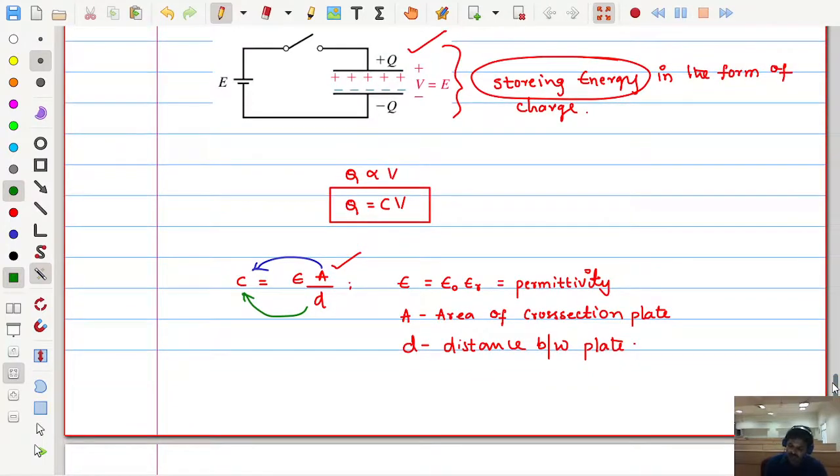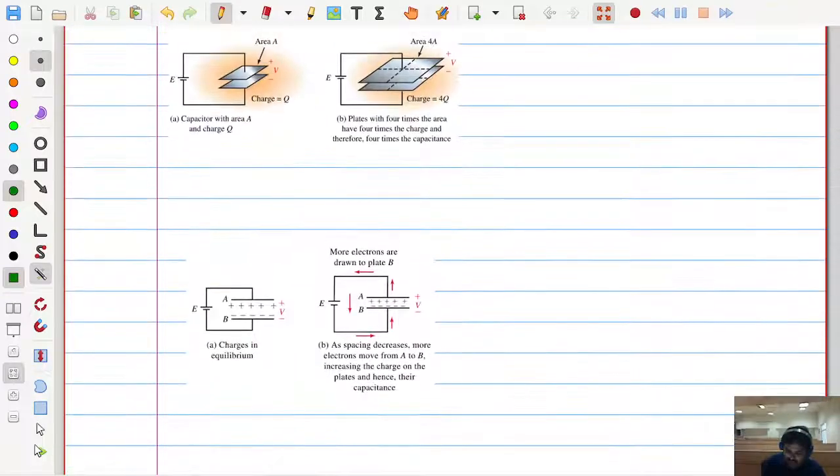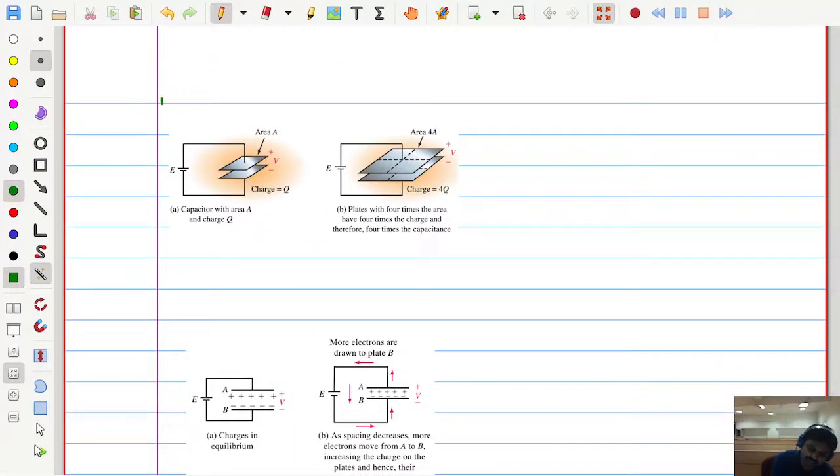Apart from that, if I increase the dielectric medium between these two capacitor plates, a dielectric medium which has this parameter, permittivity, if that is increased, then obviously capacitance is going to increase. So I have put up these 3 points over here. First one is that C is proportional to A, that means the area of the capacitor plates is increased like this.